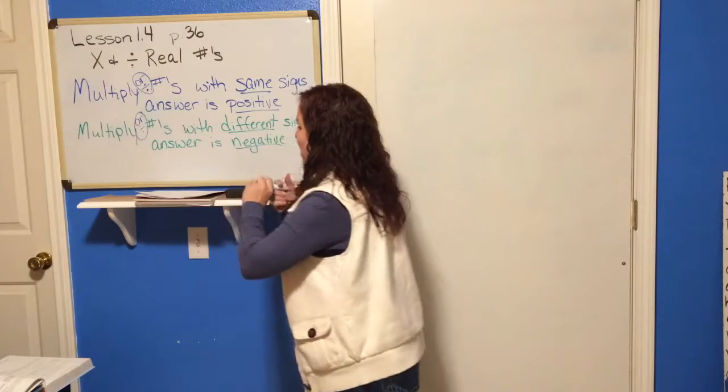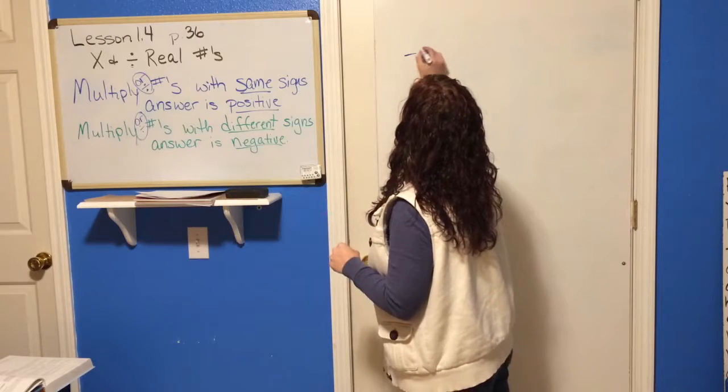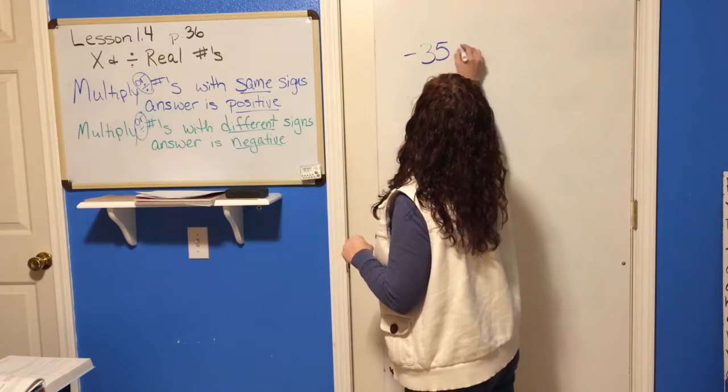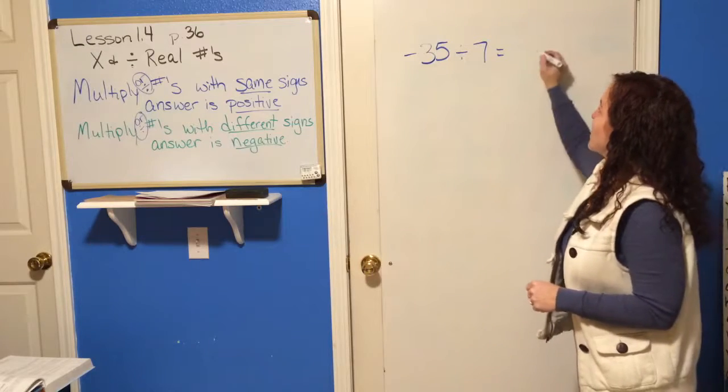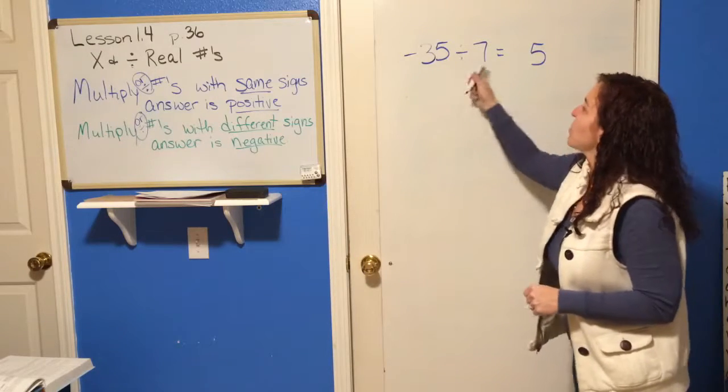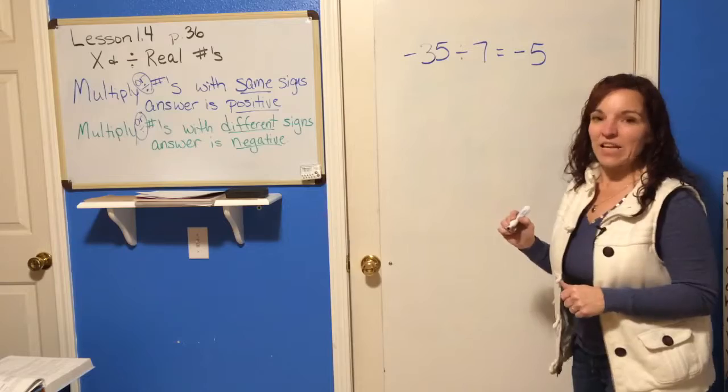So something like -35 divided by 7. Well, 35 divided by 7 is 5. Your signs are different, so your answer is a -5.